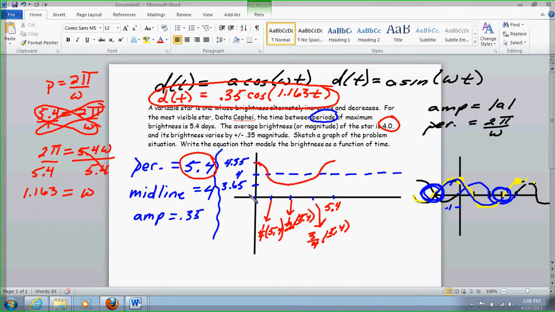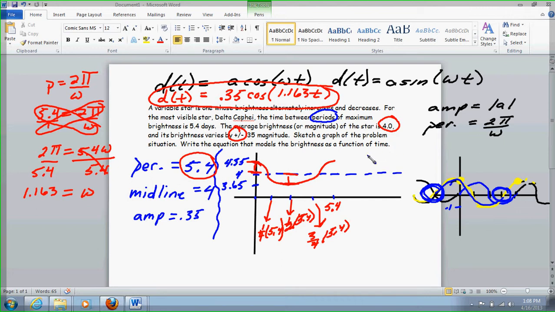But anyway, basically what you want to do is look at these key terms. Like this tells you time between periods. Well, that is your period. And that gives you the period there. Average brightness. Anytime it talks about average on these things, that's the midline of the graph. That's right in the middle. And then it goes up and down 0.35. See this plus or minus here? That tells you that's amplitude, because the amplitude is the distance from the midline to the top, the maximum, or the distance between the midline and the lowest part.